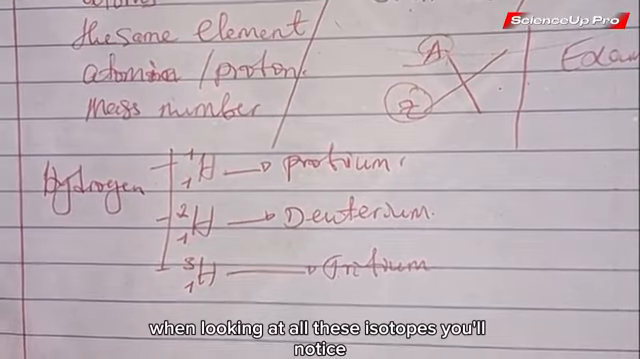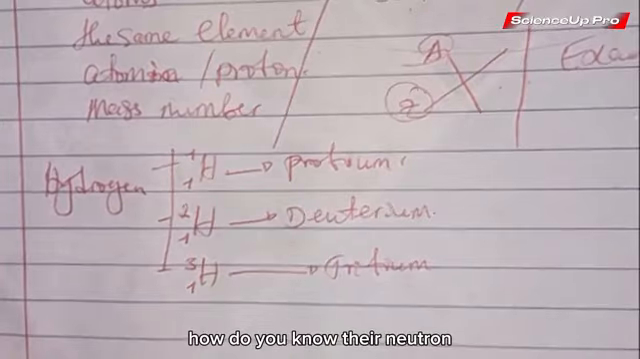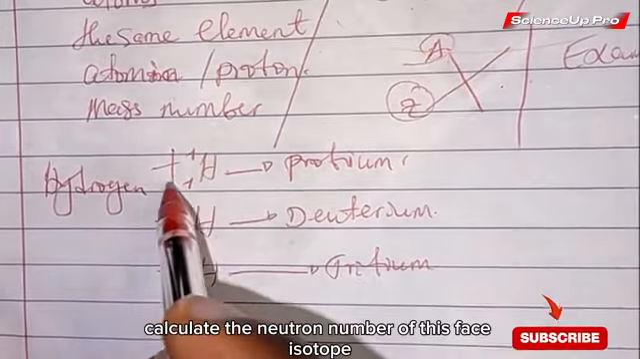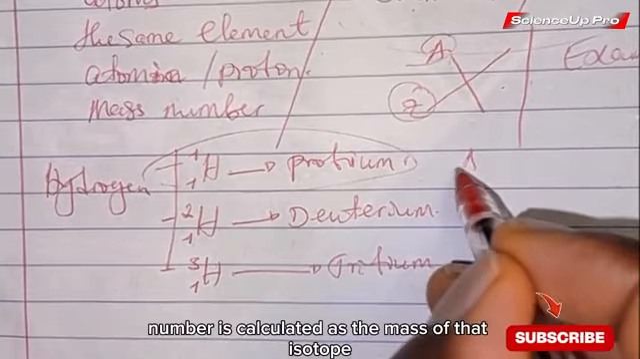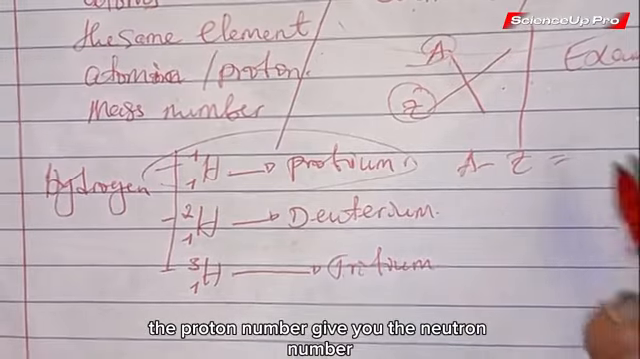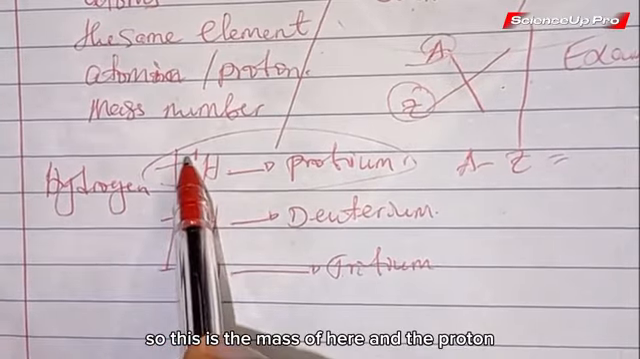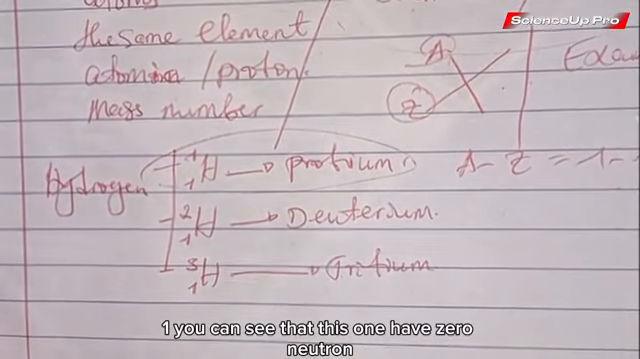When looking at all these isotopes, you notice that their neutron numbers are not the same. How do you know? For example, let's calculate the neutron number of this first isotope. Neutron number is calculated as the mass of that isotope minus the proton number. So this is the mass up here and the proton number, which is 1, so 1 minus 1. You can see that this one has 0 neutrons.